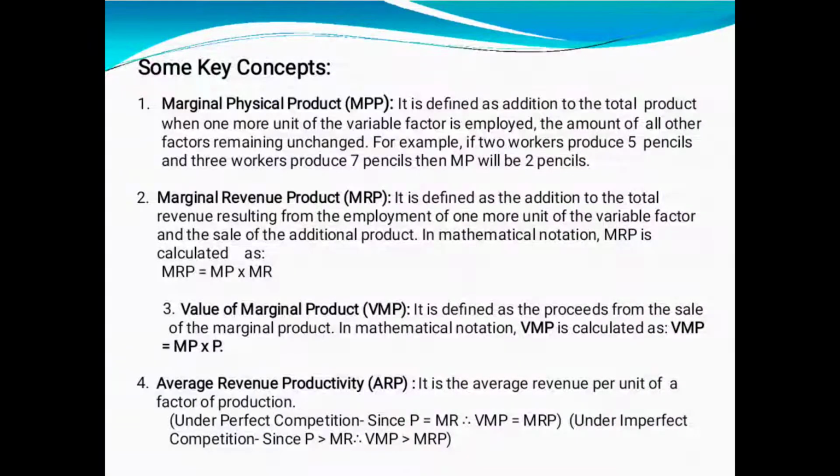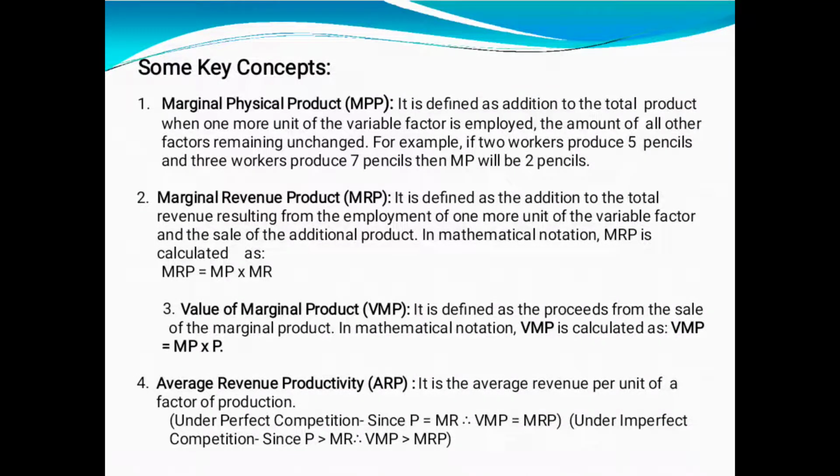The second one is marginal revenue product, known as MRP. It is defined as the addition to the total revenue resulting from the employment of one more unit of the variable factor and the sale of the additional product. It is also noted as MRP equals MP into MR.